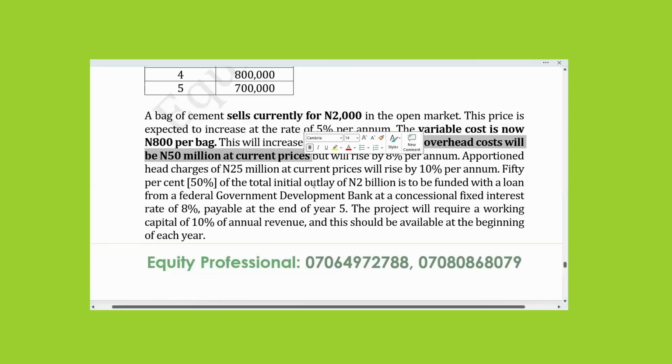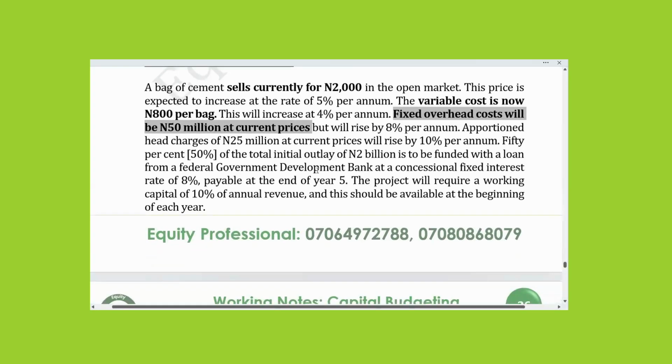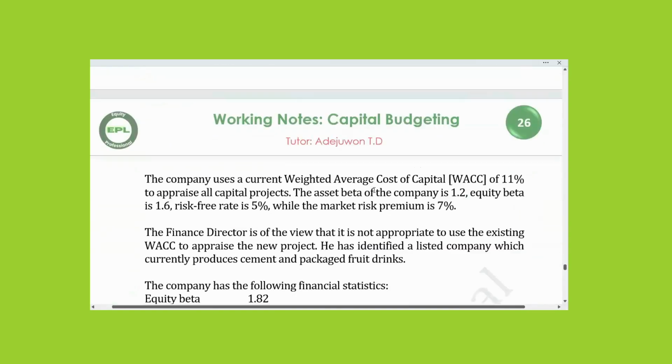50% of the total initial outlay of 2 billion naira is to be funded with a loan from a federal government development bank at a concessional fixed interest rate of 8%, payable at the end of year 5. The project will require a working capital of 10% of annual revenue, and this should be available at the beginning of each year. So please scroll down.